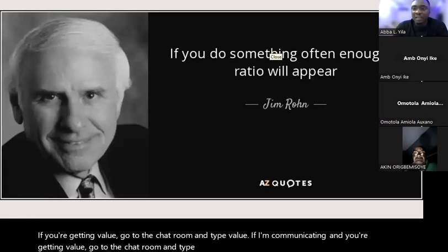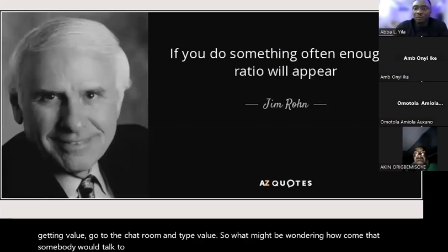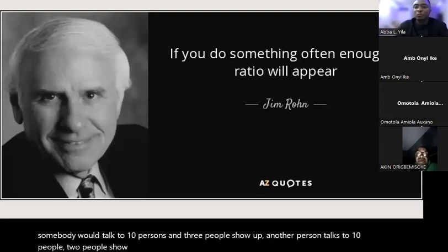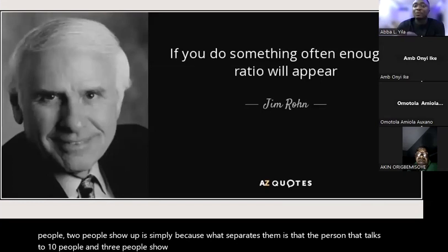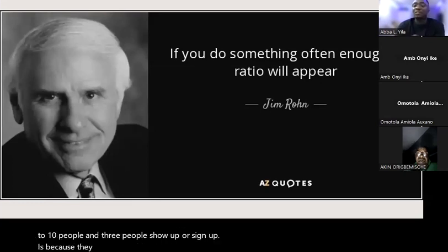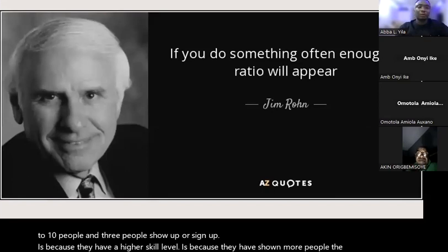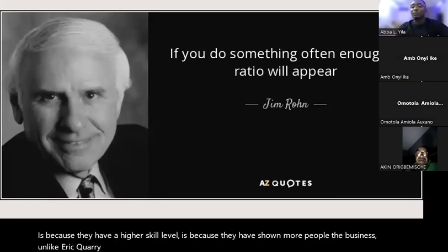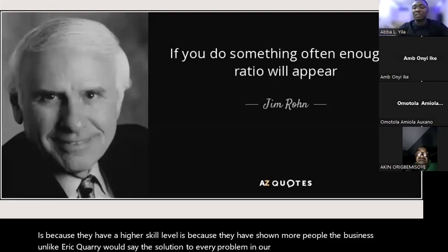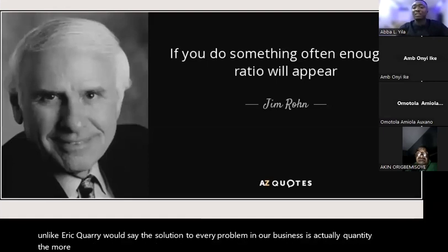So one might be wondering, how come that somebody will talk to 10 persons and 3 people show up, another person talks to 10 people, 2 people show up? It's simply because what separates them is that the person that talks to 10 people and 3 people show up or sign up is because they have a higher skill level, is because they have shown more people the business. And like Eric Worre will say, the solution to every problem in our business is actually quantity. The more often you do something, the better you become. That is the secret of repetition.